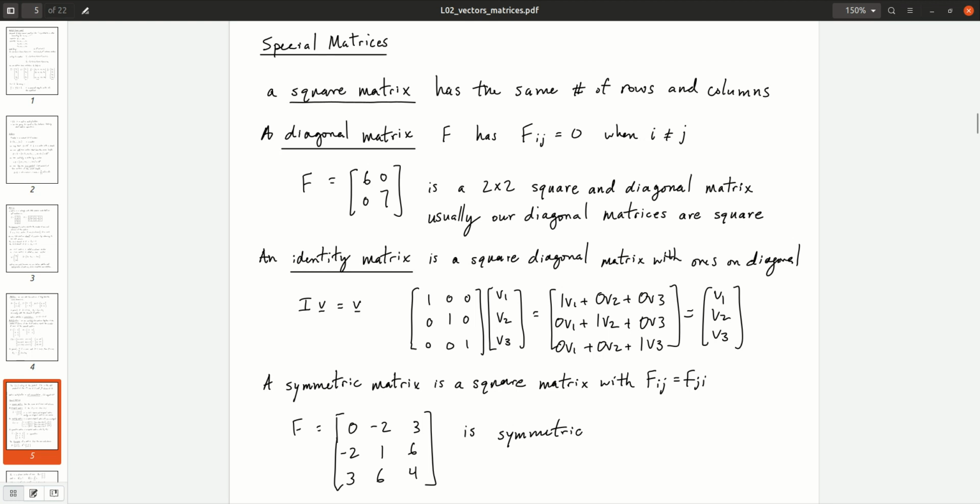F has 2 rows, 2 columns, therefore it's square. And the only non-zero elements of F are along this main diagonal. So the 1,1 entry and the 2,2 entry.